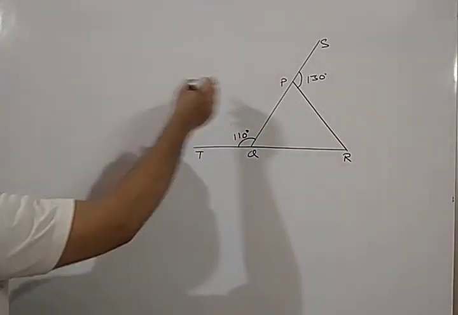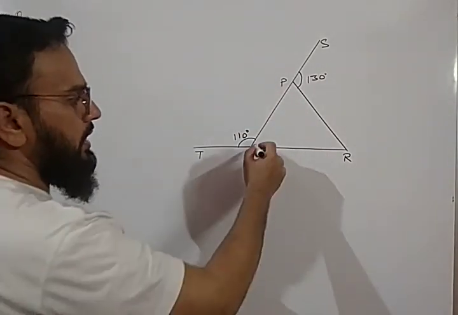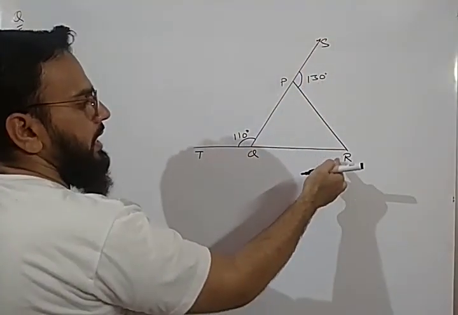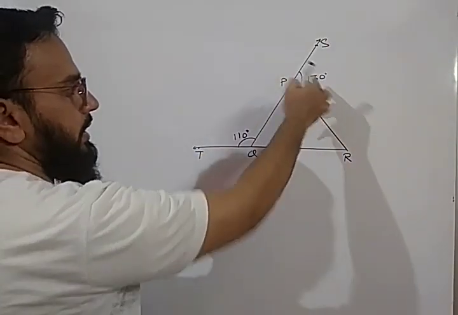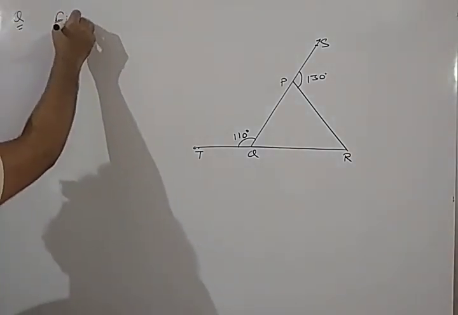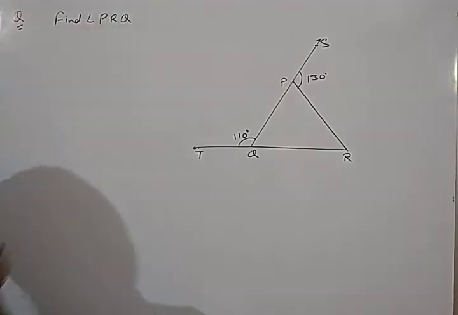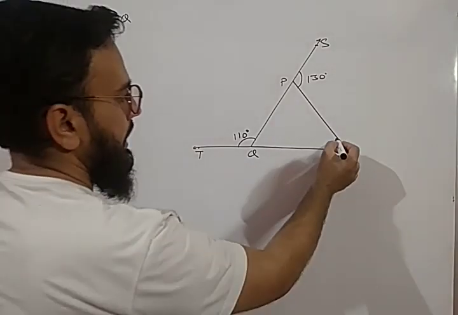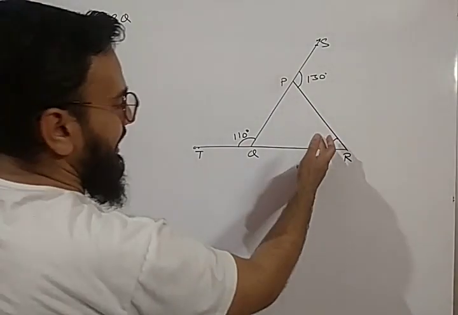Now a figure is given. We have this figure, triangle PQR, the side QP is extended to S and side RQ is produced up to T. These are exterior angles, 110 and 130 degrees. We have to find angle PRQ. We have to find the value of angle PRQ, meaning this angle. It is a very simple question.